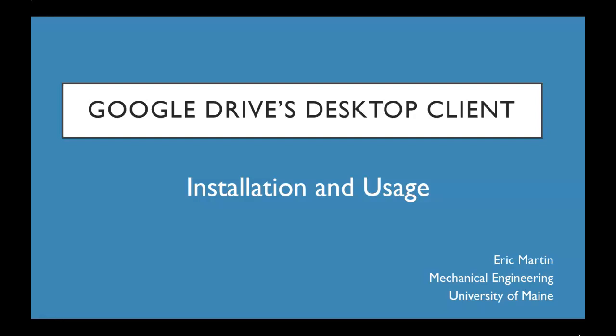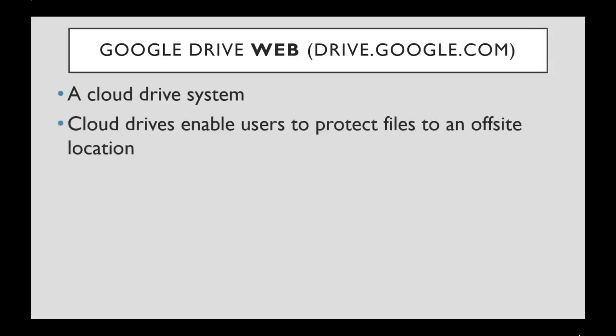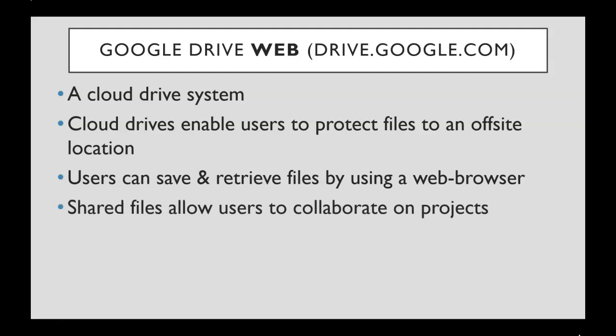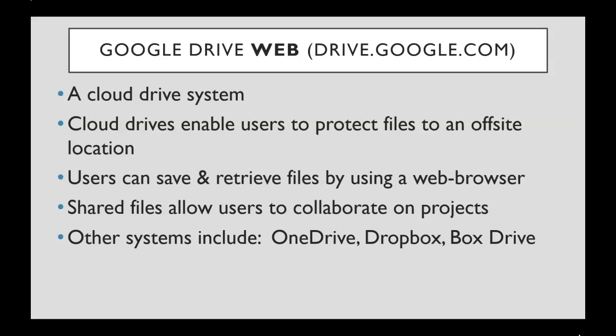Today we're going to talk about Google Drive's desktop client, including its installation and usage. First, let's talk about Google Drive on the web and find that at drive.google.com. It's a cloud drive system. Cloud drives allow users to protect files to an off-site location. Users can save and retrieve files by using a web browser, and files can be shared to allow users to collaborate on projects. Other types of cloud-based drives include OneDrive, Dropbox, BoxDrive.